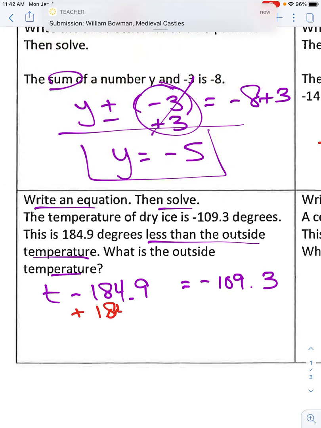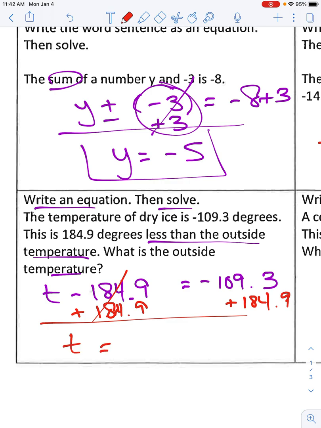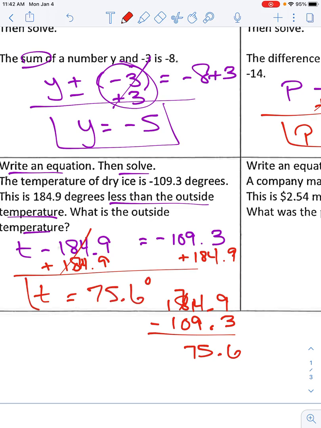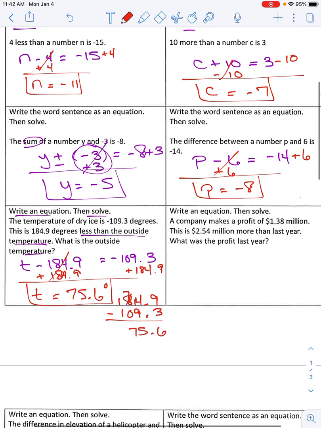We're going to do the inverse to solve, so we're going to add 184.9 to both sides to get T by itself. So these are different signs, so I'm going to find the difference. When I'm finding the difference, you guys know the bigger number goes on top, and there is more positive, so my answer should be positive. So temperature would be 75.6.